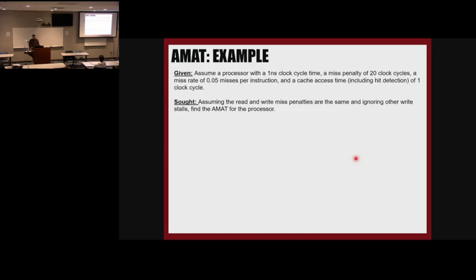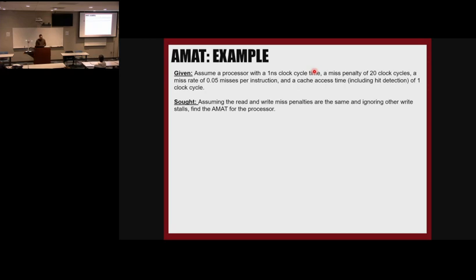So now with this information, we have this simple example, and we already solved it. This is not very complicated. It has one layer of the cache. I'll just go over it quickly one more time. We assume that the processor has a 1 nanosecond clock cycle time and a miss penalty of 20 clock cycles, a miss rate of 0.05 misses per instruction, and a cache access time of 1 clock cycle. So this is an example of having seconds and cycles kind of mixed, right?